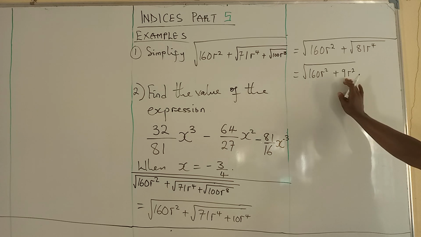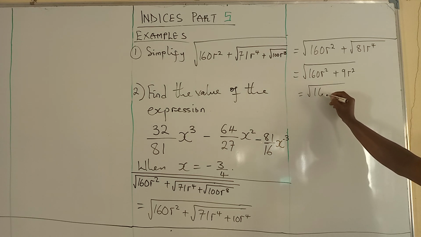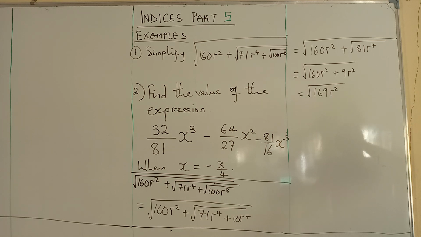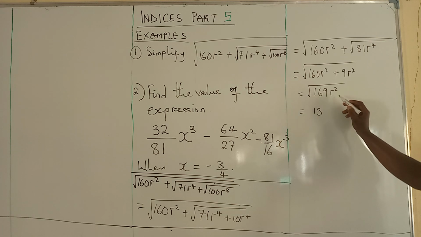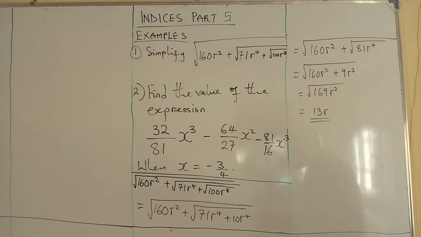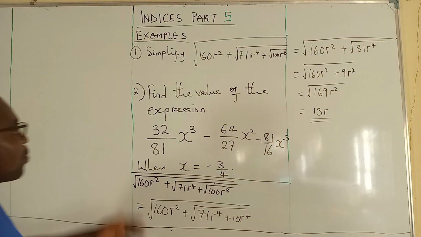So this is now common. We can add it. And if you add, you have square root of 169r raised to power 2. And the square root of 169 is 18. The square root of r squared is r. And so that is the answer to that particular question. That's the answer to question number 1.